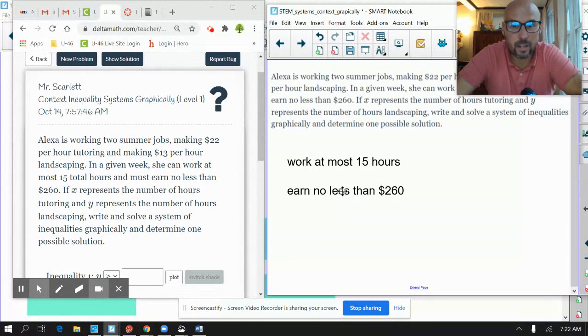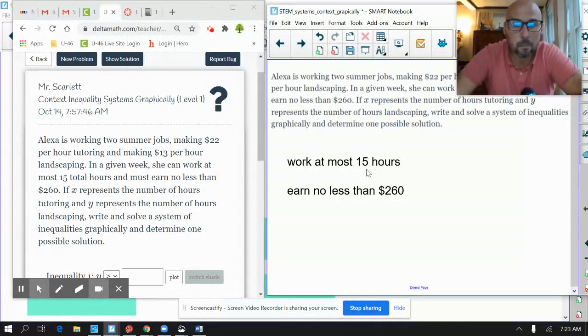amount that she's working and the amount of money that she gets. It says that she has to work at most 15 hours per week, and she wants to earn no less than 260. So this at most and no less, these words, we have to really think about them, be careful. At most 15 hours. So that means she can work 15 hours, but she cannot work 16. She can't work anything more than 15. So she has to stay less than 15 hours, or she could be exactly 15 hours.